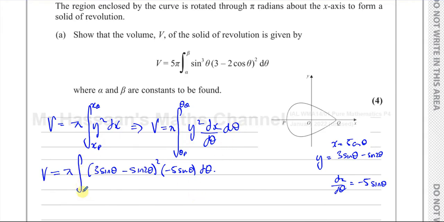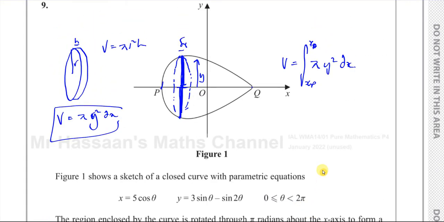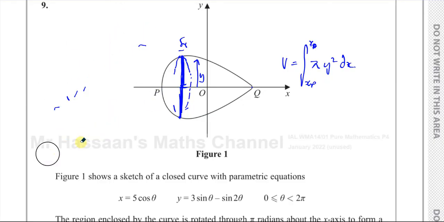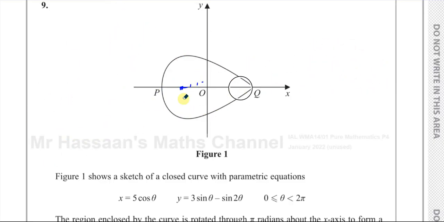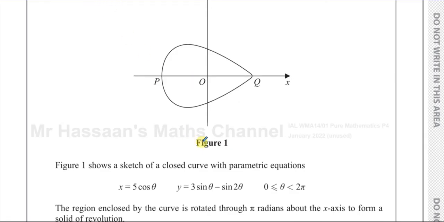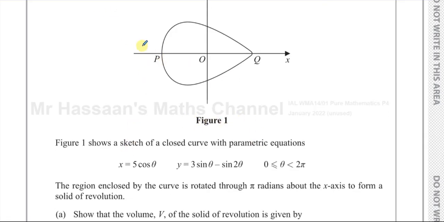All right, now let me deal with the limits. Let me find the coordinates of P and Q. I need to find the theta coordinate of P and Q. I know that P and Q are on the x-axis. On the x-axis, y equals 0. So to find the value of theta at P and Q, I can put 3 sine theta minus sine 2 theta equals 0. Now how do I solve this equation?